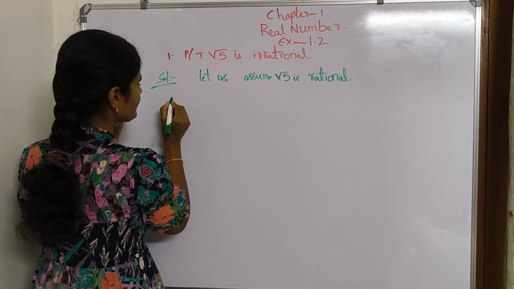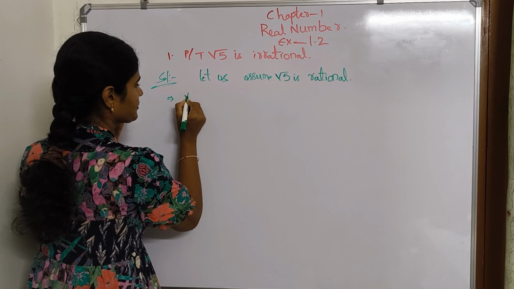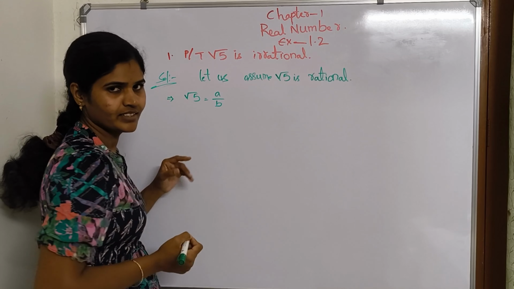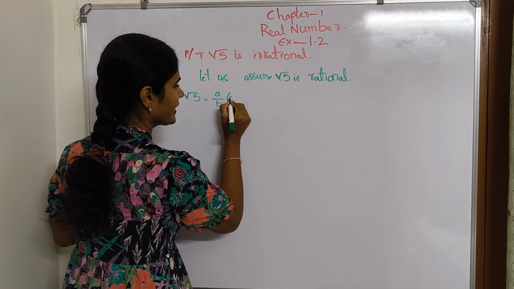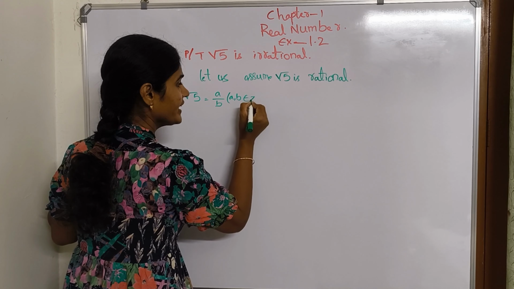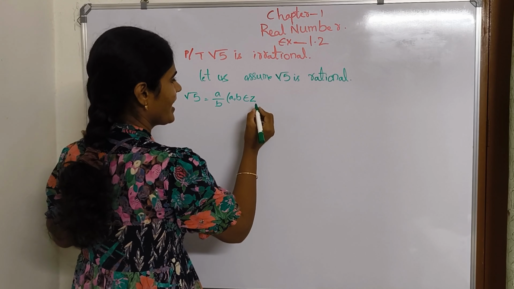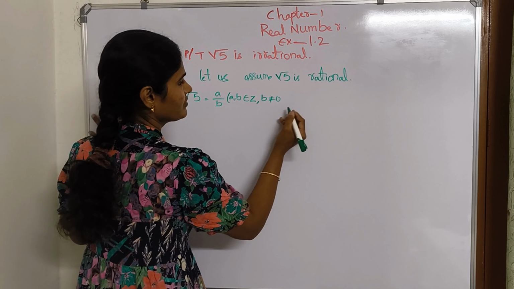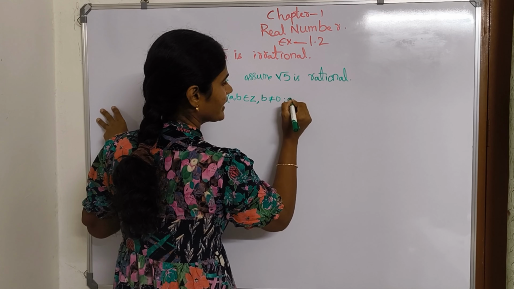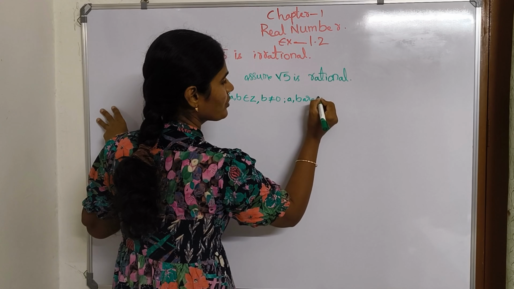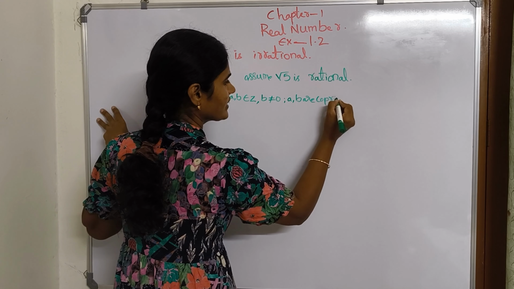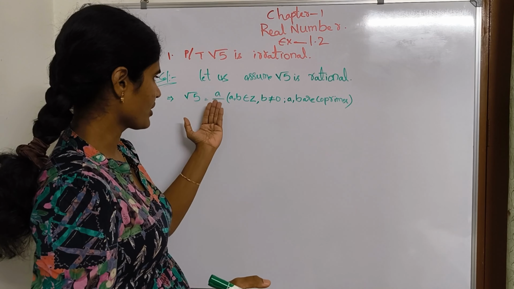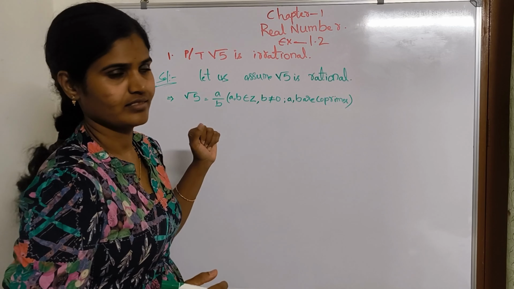Root 5 is rational means what are the conditions? Root 5 equal to a by b, where a, b belong to positive integers. One more condition is b not equal to 0. And one more condition is a, b are co-primes. These are the conditions for rational numbers. So we are taking root 5 equal to a by b with these conditions.